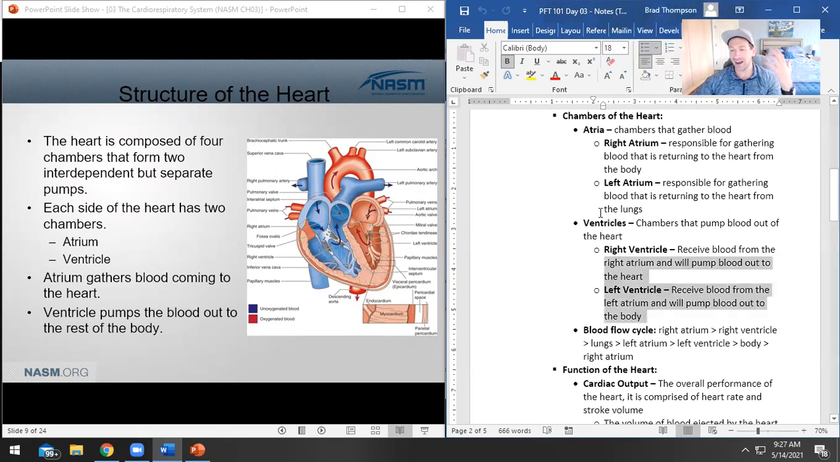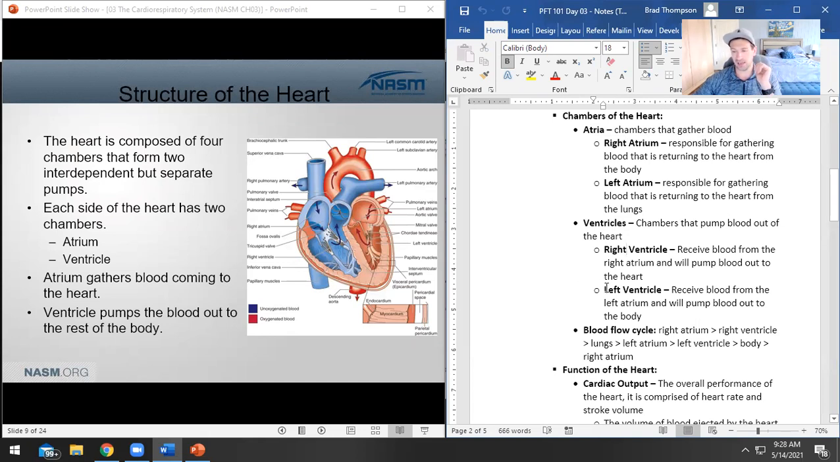Honestly, knowing these chambers and having them memorized is not the most handy information in the world when it comes to a session to session basis, but it is what's going to help you pass your exam. So here's my advice to you guys. The first thing you should memorize is what an atrium is and what a ventricle is. An atrium gathers blood, a ventricle pumps blood.